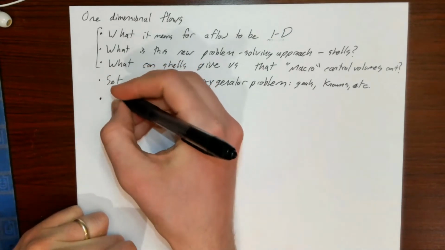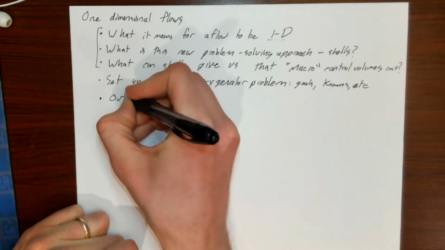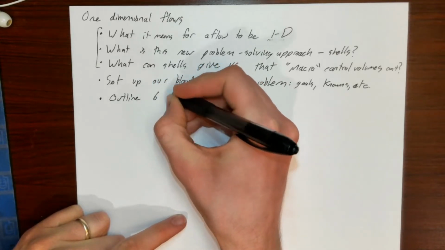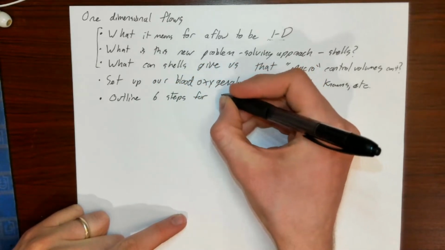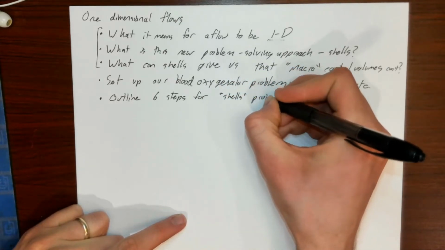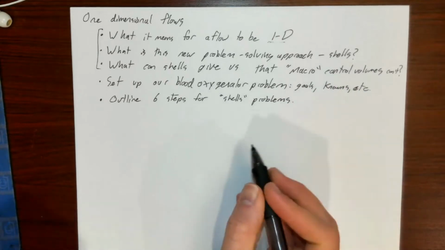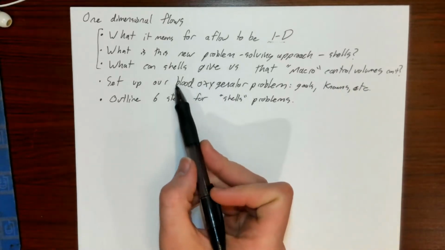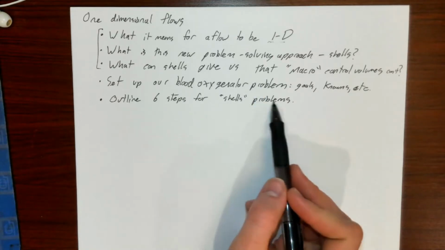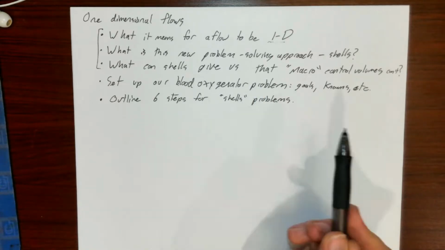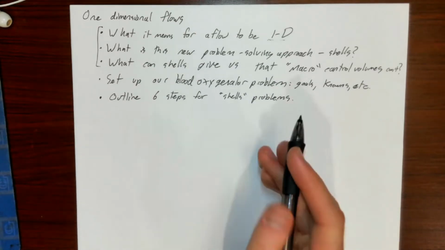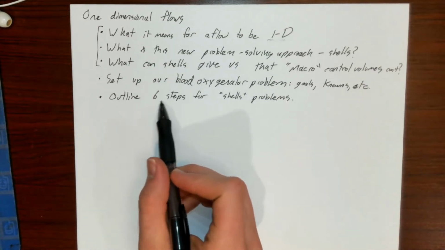Then I'll outline 6 steps for what I'll call shells problems, where the blood oxygenator problem is going to be one example of a shells problem, where we're attempting to derive velocity profiles and then use the derived velocity profile to get cool information. So there are basically 6 steps.